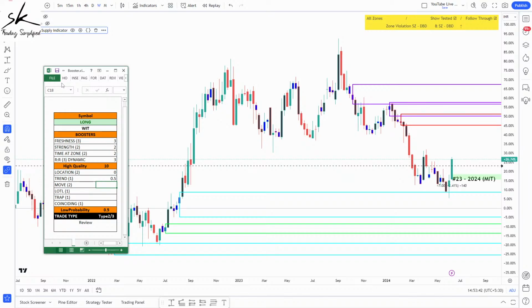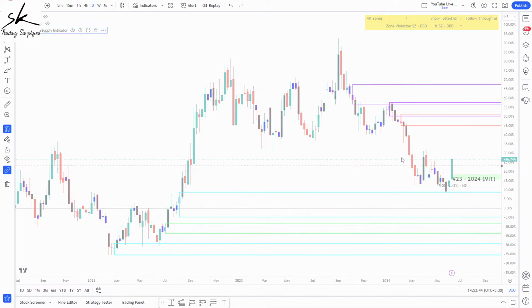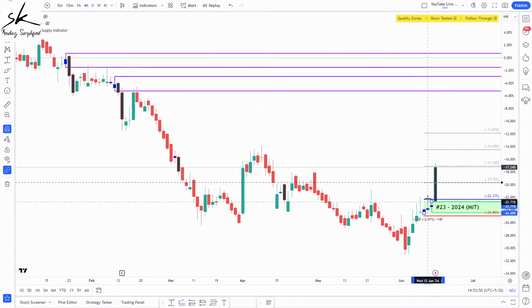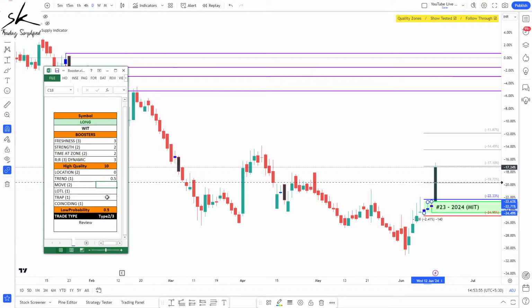Next is the move from the zone. We need a minimum of 4:1, which has not yet happened. Here, if I draw my 1:1s and 2:1s, you can see we are just at about 2:1. So as of now, the move has not yet happened. We'll give it a score of 0. But in case prices eventually move up and then start coming back, it can upgrade to a score of 2.